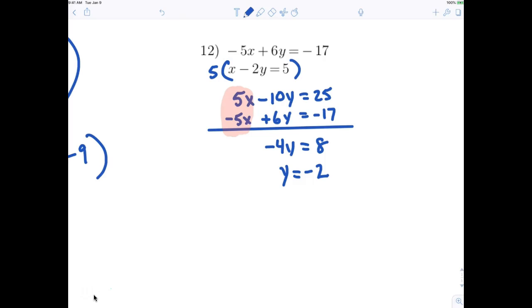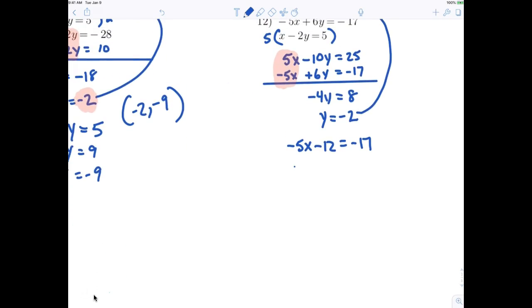So now y equals negative 2, we just plug it in. So right here, plug in negative 2. So now I have negative 5x minus 12 equals negative 17. Add 12 to both sides. Negative 5x equals negative 5. X equals what? 1. So now my answer is what? 1 comma negative 2. Now, this is considered a medium problem, again, because I'm only changing 1.